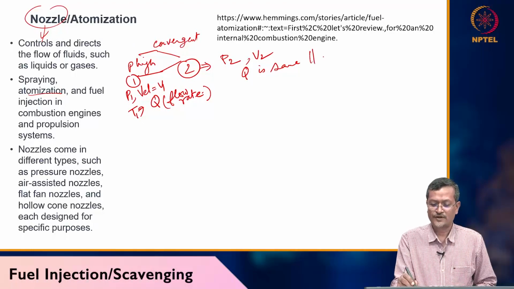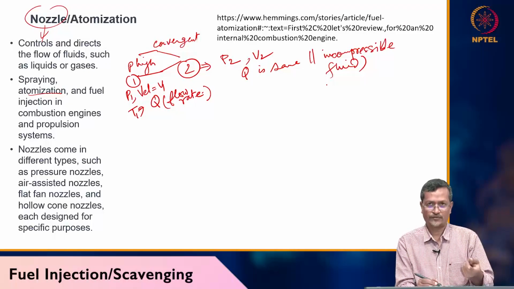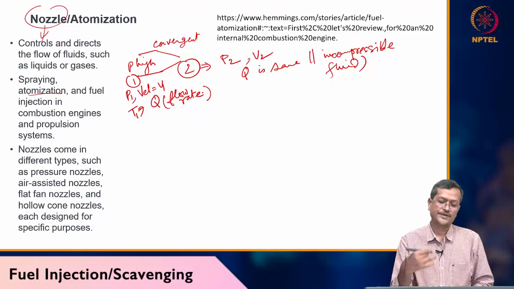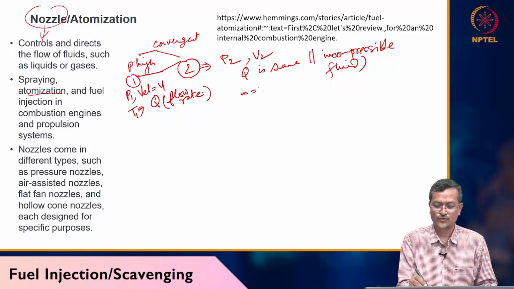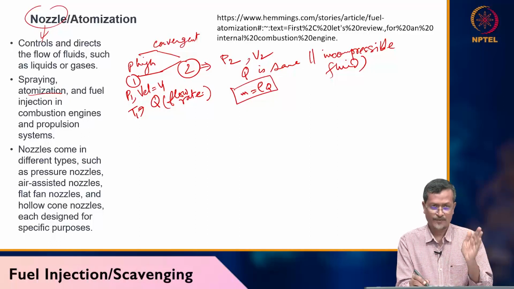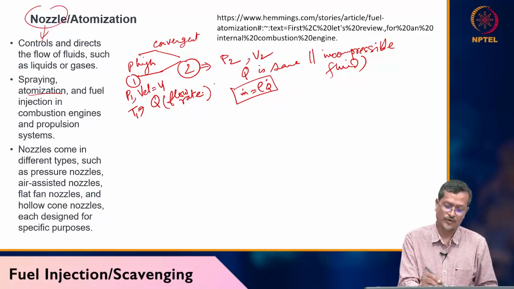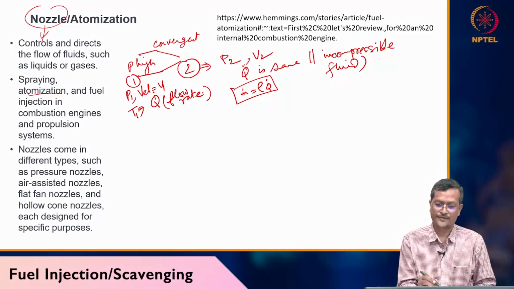Same, we are assuming incompressible fluid, because you are pumping liquid fuel, diesel. So in this incompressible case, flow rate will be same because mass equals rho Q. Rho is constant, so your mass also constant. Mass you cannot destroy. So whatever mass is there at point 1, same mass will be at point 2, mass flow rate. The dot means flow rate, derivative with respect to t.